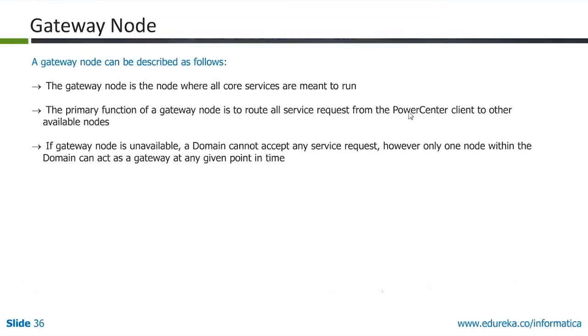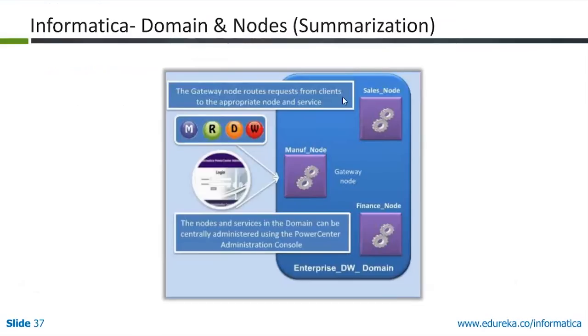Okay, this is the summarization of it. The gateway node routes requests from the clients to the appropriate node and service. So we have got different nodes available: a sales node, manufacturing node, finance node. Based on the departments, we have created different nodes. So that is also a feasibility of how it can be configured.